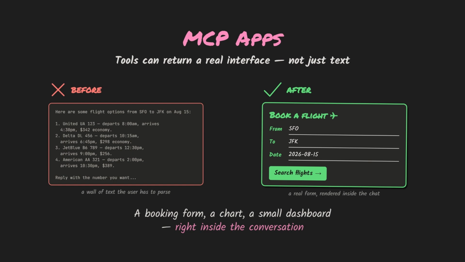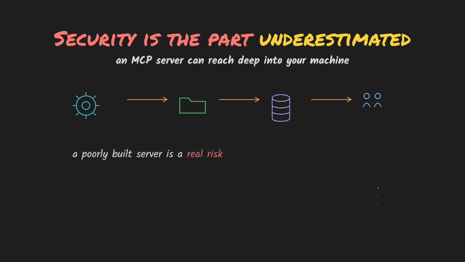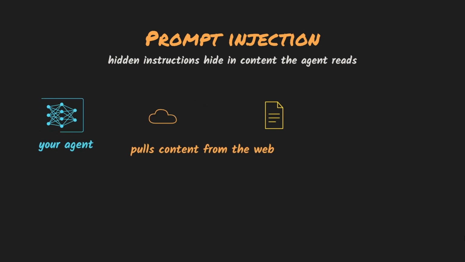Security is the part people underestimate the most. Because an MCP server can read your files or touch your accounts, a poorly built one is a real risk. If a server pulls in content from the open web, like a web page or an email, and that content contains hidden instructions, an agent could get tricked into taking actions it shouldn't.